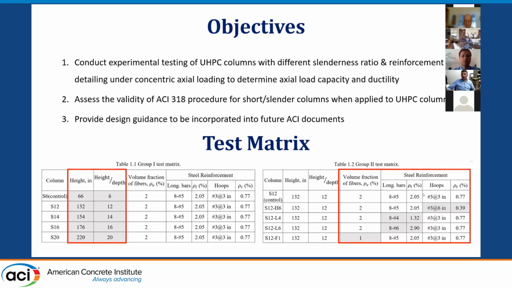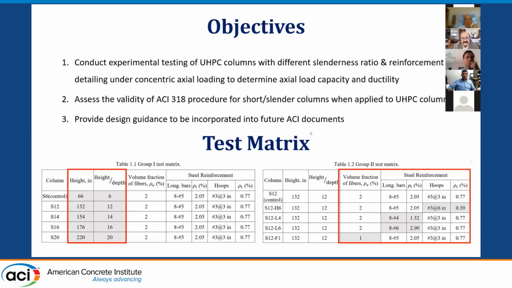And then the second group focused on varying the reinforcement detailing to again calibrate the ACI equations, or see if the ACI equations for predicting the design capacity are valid or not. So this was the objective, and these are the test metrics that go with these objectives. The objective is eventually to provide guidance to be incorporated in future ACI documents, based on assessing the validity of current procedures for both short and long columns in the ACI 318.